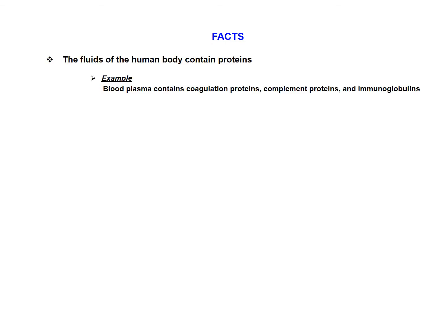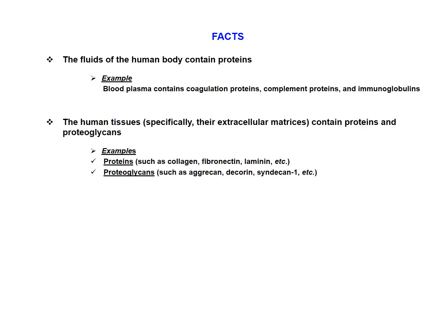Let us start by reviewing some important aspects, I will call them facts, which are pertinent to the topic of this chapter. First and foremost, the fluids of the human body, for example, blood, lymphatic fluids, urine, etc., all of them contain proteins. When we reviewed the blood plasma, the liquid part of our blood, we mentioned that it contains dissolved coagulation proteins, complement proteins, and immunoglobulins.